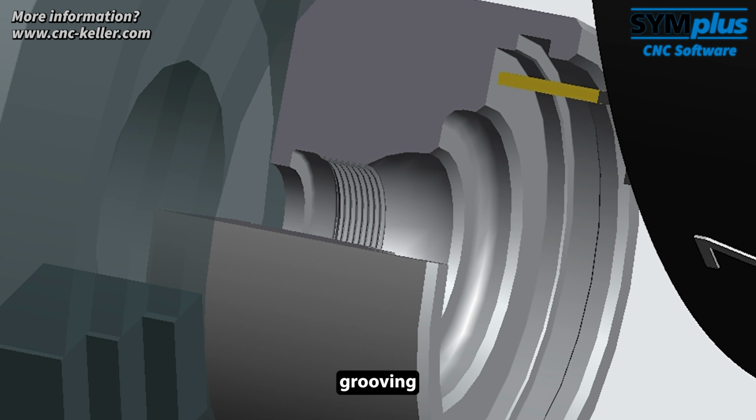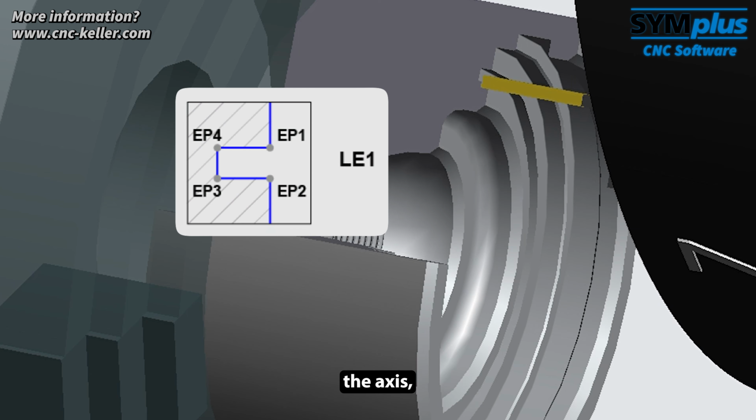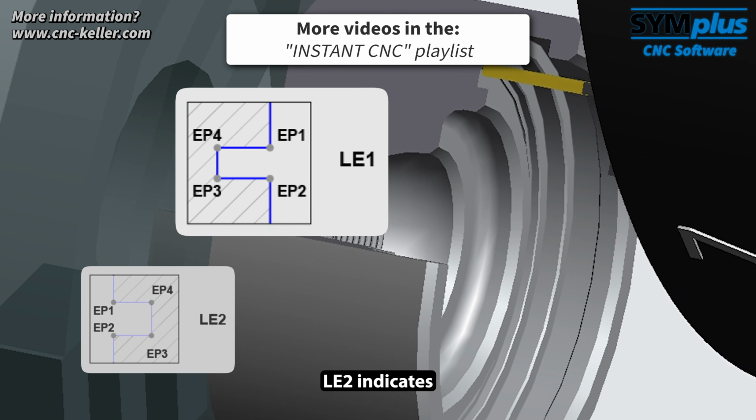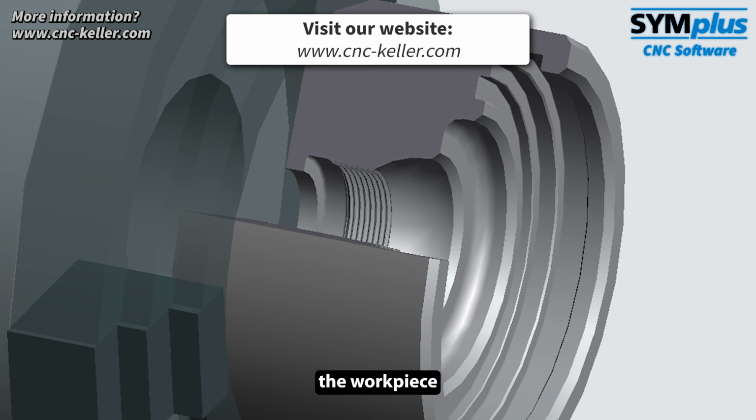For axial grooving, LE1 defines machining from the face toward the axis, while LE2 indicates grooving from the backside. With that, the workpiece is finished.